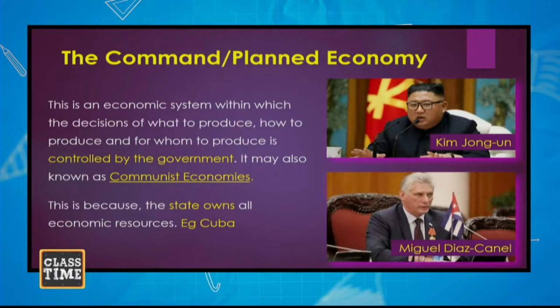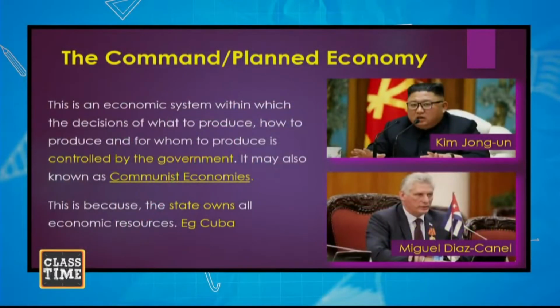However, they're in control of a lot more than what the government would be in control of here in Jamaica. They're in control of what businesses in Jamaica would be in control of. That is the production of goods and services. So here we have two examples, Kim Jong-un and Miguel Diaz-Canel. The first one is the supreme leader of North Korea, and we have the president of Cuba. And these are leaders of command economies or planned economies.